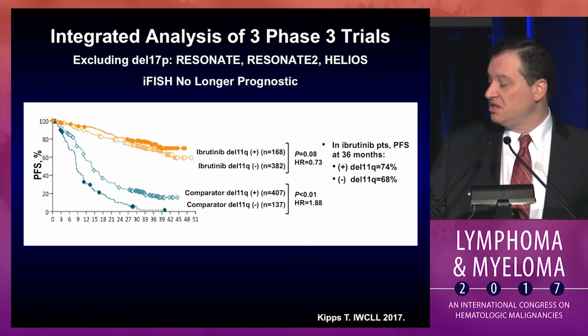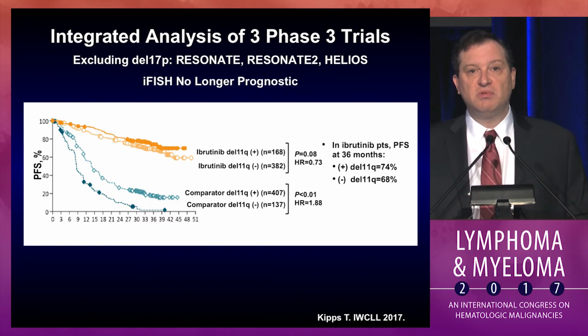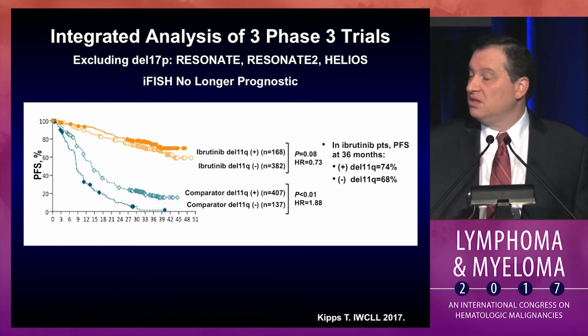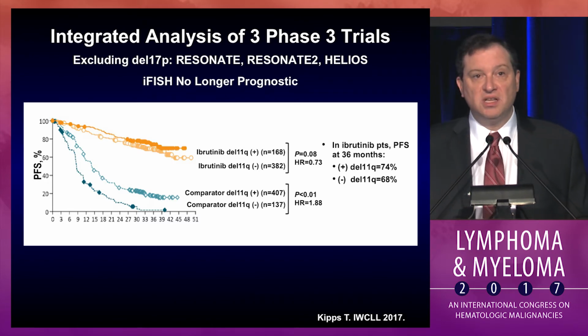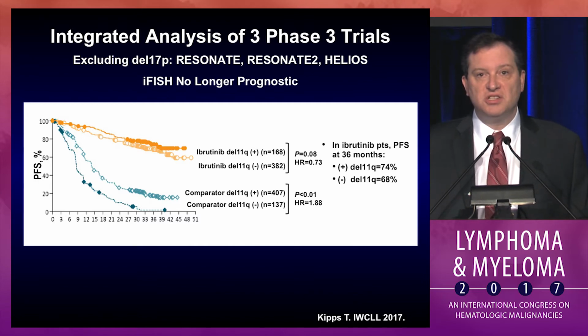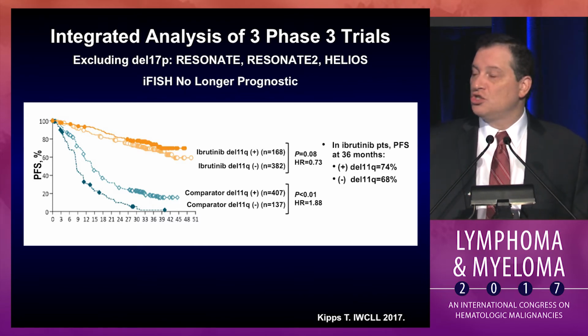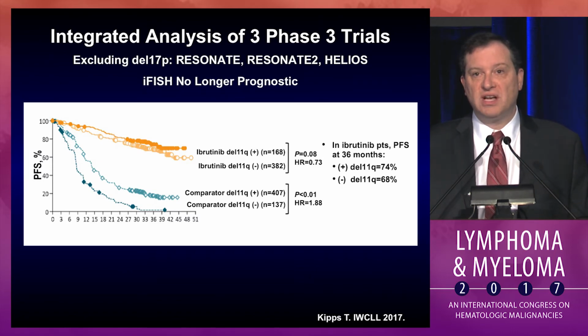So here we're looking at the 11q deletion curve on the ibrutinib arms, and you can see that patients do equally well with or without 11q deletion. Now, this is a mix of chemotherapy and non-chemotherapeutic, ibrutinib plus chemotherapy versus single-agent ibrutinib, but by and large, controlling for that, it really looks like 11q deletion no longer predicts a poor outcome.